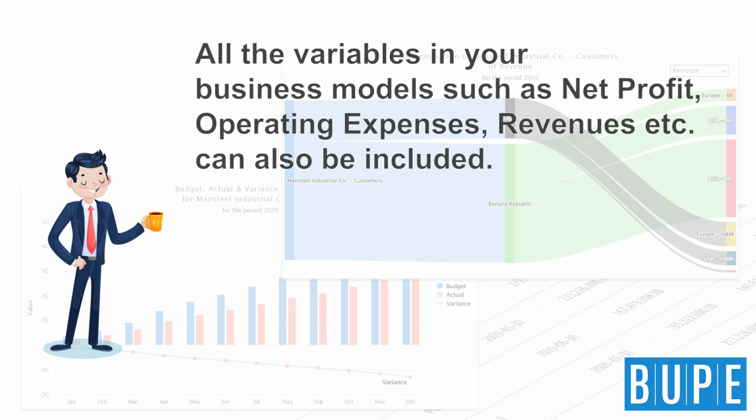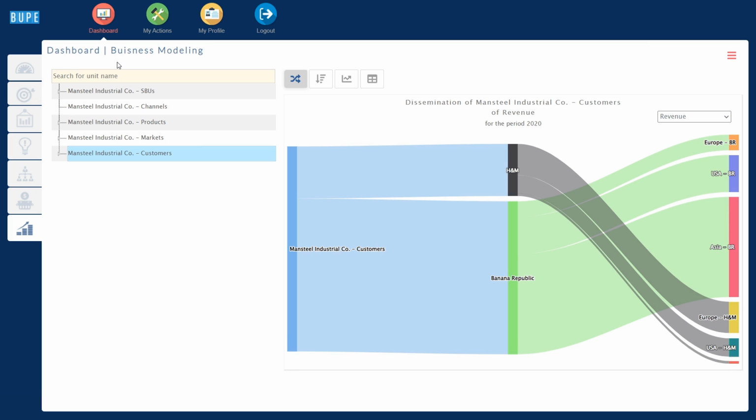Furthermore, all the variables in your business models such as net profit, operating expenses, revenues, etc. can also be included. This is the Business Modeling Dashboard.